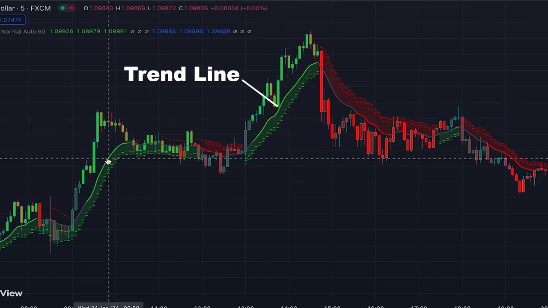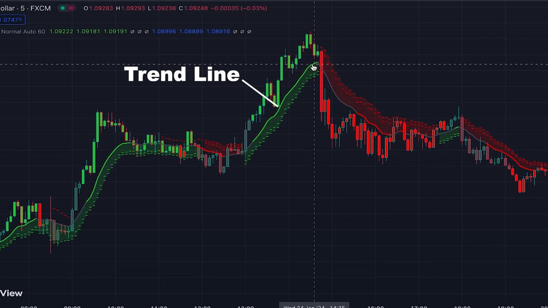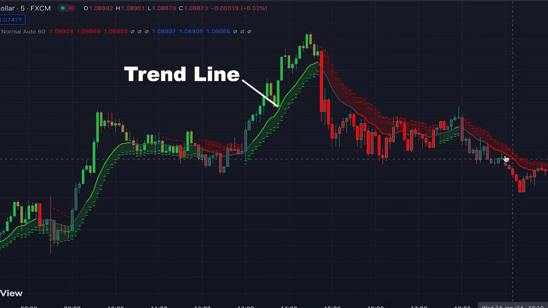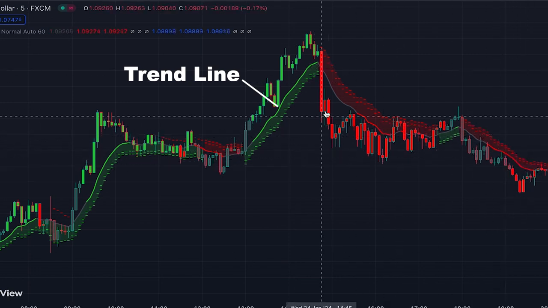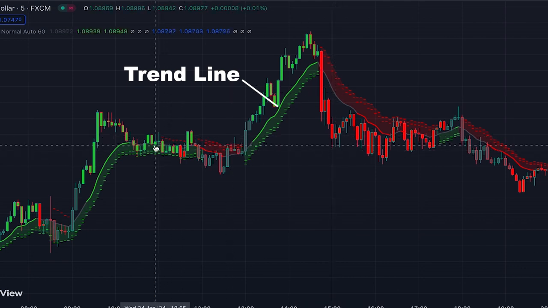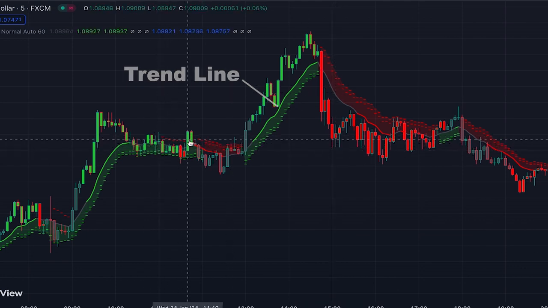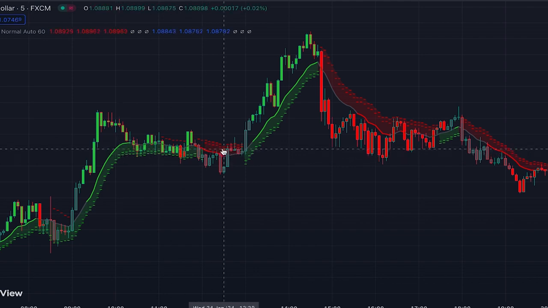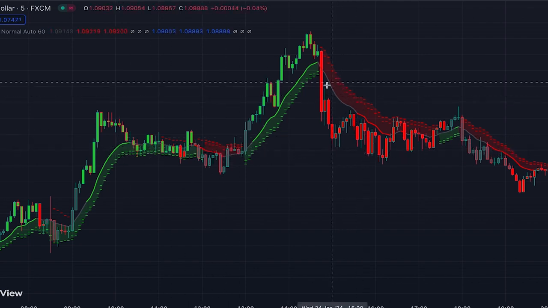When it's green, it tells us that the current structure is bullish, and when it's red, it tells us that the current structure is bearish, and when it's gray, it tells us that the current structure is neutral or flat market. The next component is these small green and red lines that are placed above and below the price.